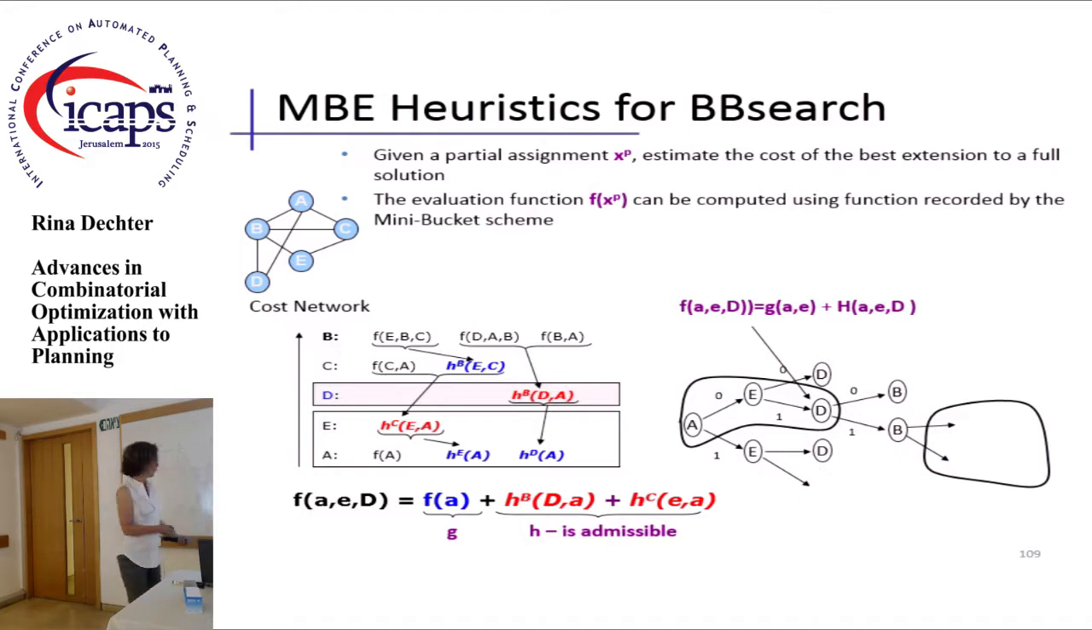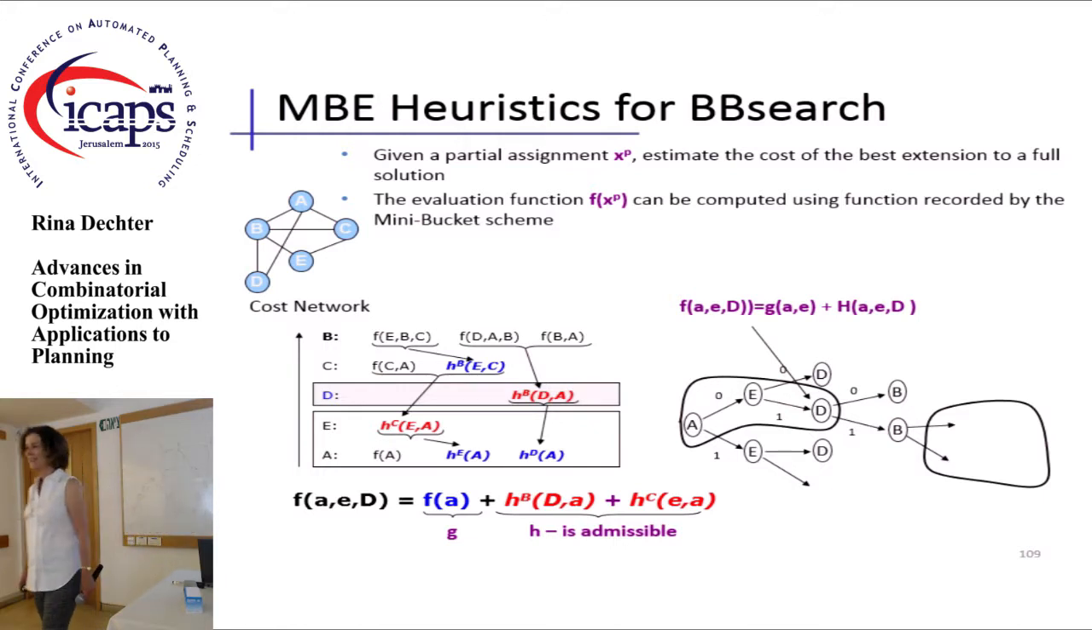These functions are lower bounds on the cost to go. So when we want to compute the heuristic function at this point, we know the cost to go from A equals 0 and E equals 0. It's this value, the value of F, the original function at a particular point. And now we want to compute the H. The H at D is simply the functions that were generated in earlier buckets and reside in D or in earlier buckets. So only these two functions, the sum of these two functions, will be the evaluation function, the cost to go at this point. So this is our heuristic evaluation function.